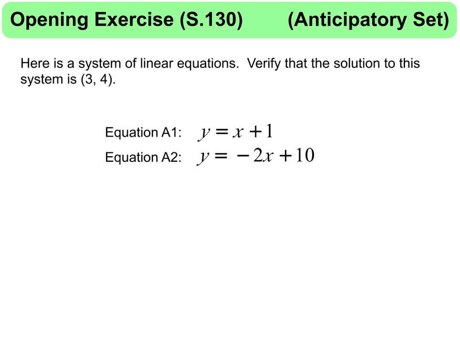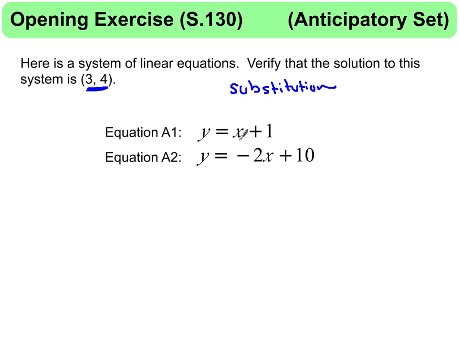In class, the students had an opportunity to look at the opening exercise to begin class, and it says, here's a system of linear equations. Verify that the solution to this system is (3, 4). And so we'll take an opportunity and make that demonstration. So we have two equations, A1 and A2, where A1 shows that y equals x plus 1, and then y equals negative 2x plus 10. This would be identified by the student's teacher as the substitution method that we'll model here.